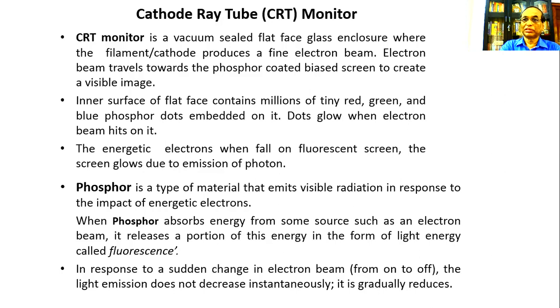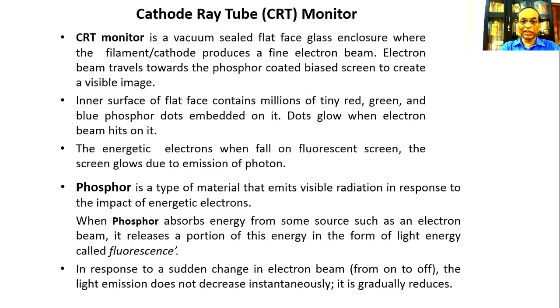What is phosphor? The coated dots, phosphor dots. What are those? Phosphor is a type of material. There is a series of materials that emit visible radiation in response to the impact of energetic electrons. When phosphor absorbs energy from some source, such as an electron beam, it releases a portion of its energy in the form of light energy called fluorescence. This phenomenon and this mechanism is called fluorescence.